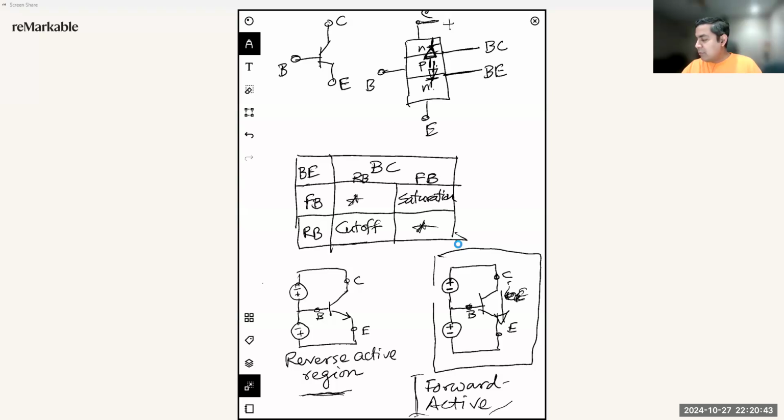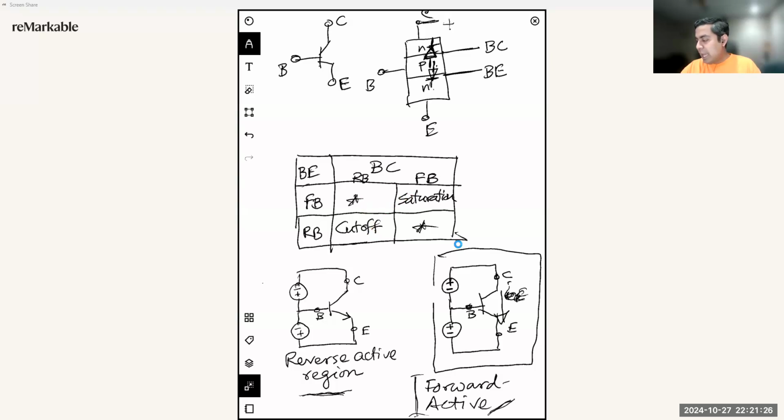But the forward active operation has a high amplitude of current flowing from collector to emitter. So these BJTs can show two types of behavior in the circuit. They can work as a switch, or they can work as amplifiers. In the cutoff and saturation, the device will either be fully on or fully off. So in those two conditions, this BJT is working as a switch.